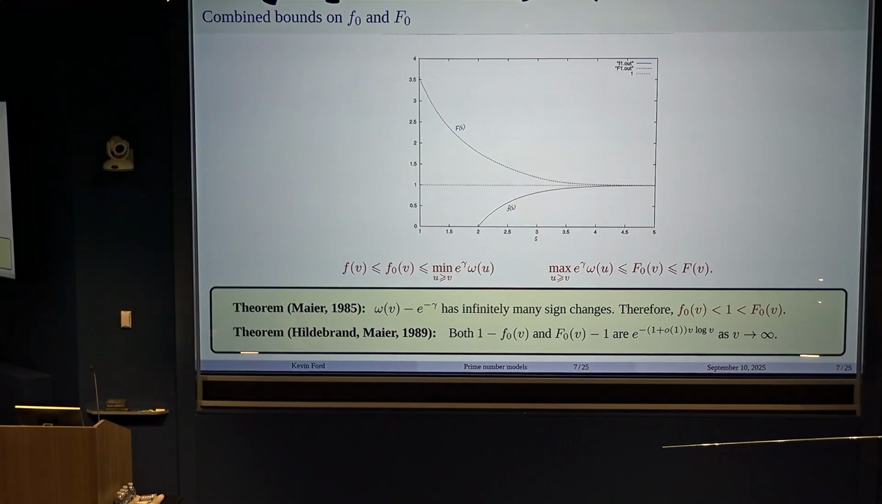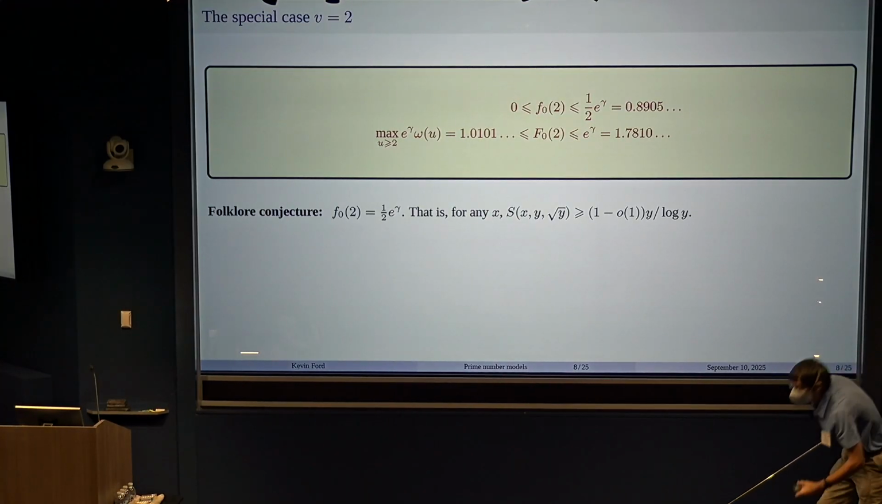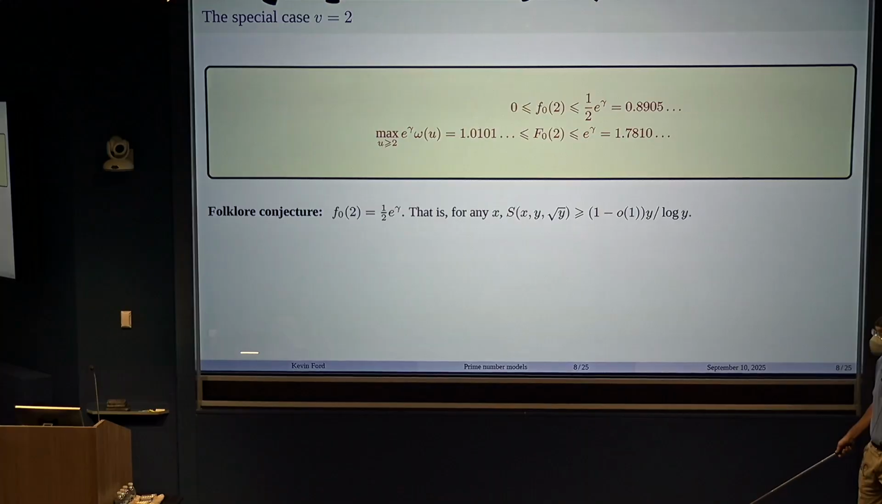But what happens when the parameters are small? In particular, what happens when v is equal to 2? This is going to be a very important special case that will come up in certain applications I'll talk about very shortly.